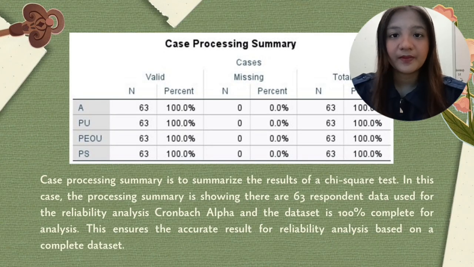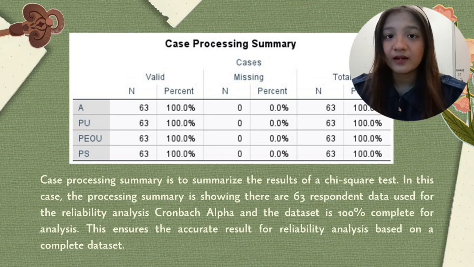Case processing summary is to summarize the results. In this case, the processing summary shows there are 63 respondent data used for the reliability analysis from Cronbach's alpha, and the dataset is 100% complete for analysis. This ensures an accurate result for reliability analysis based on a complete dataset.